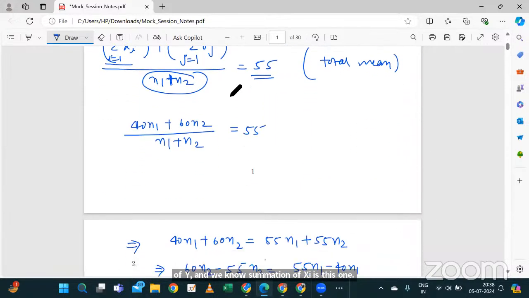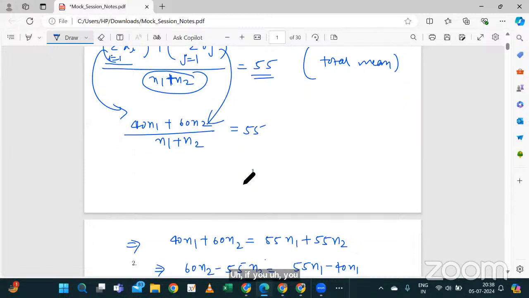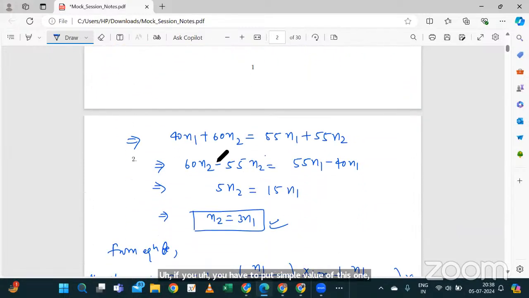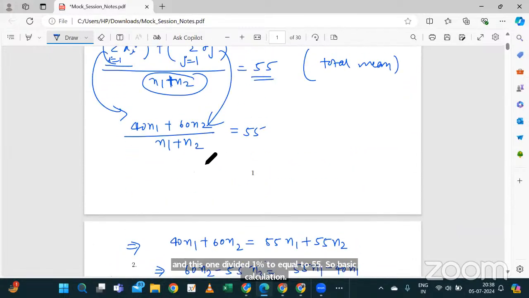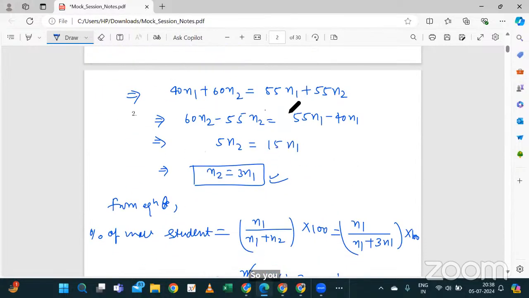Then if you put the value of this one and the value of this one, divided by n1 plus n2, equal to 55. So basic calculation: you can take n1 plus n2 to the right-hand side, and you will get 40 n1 plus 60 n2 equal to 55 n1 plus 55 n2. So I take n2 to this side and n1 to this side. I got 5 n2 equals 15 n1. I got n2 equal to 3 n1.